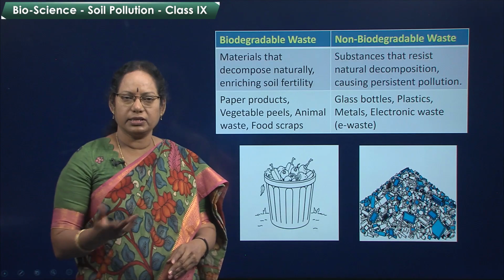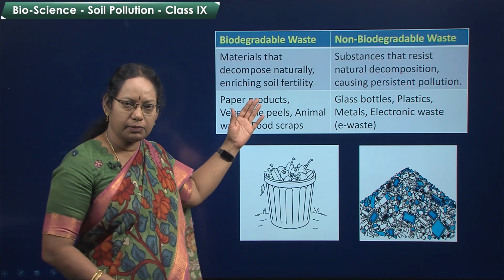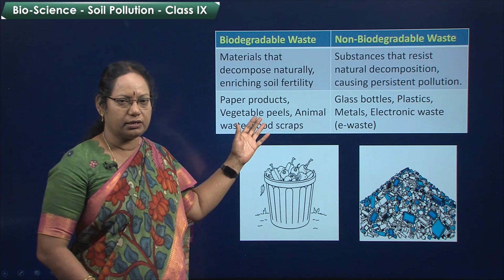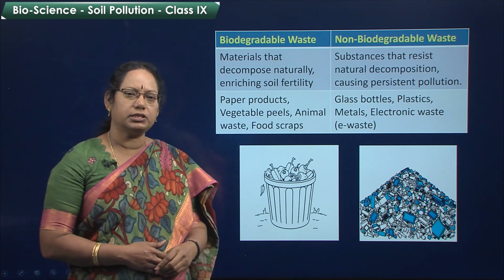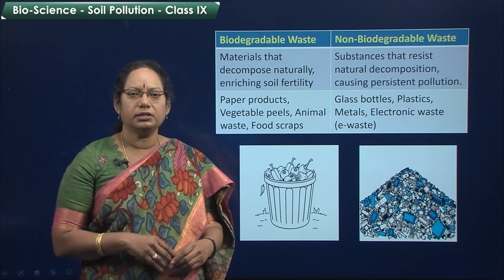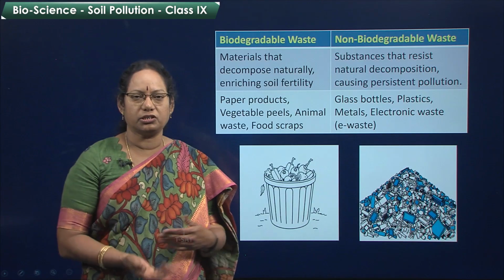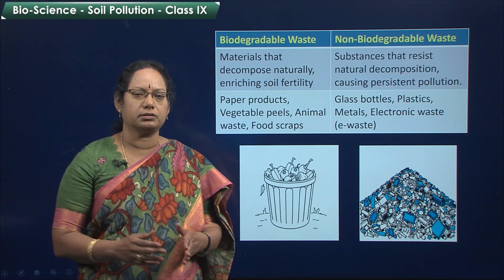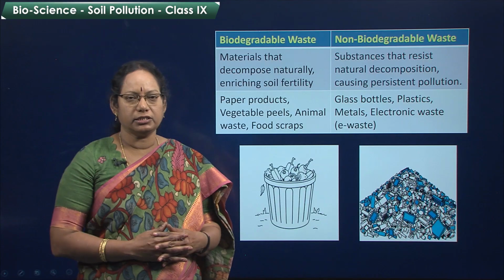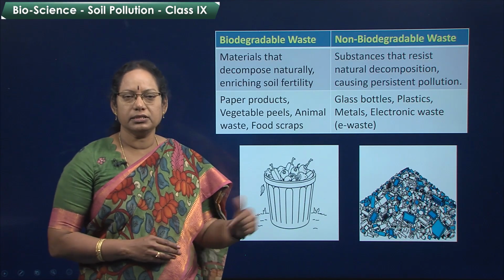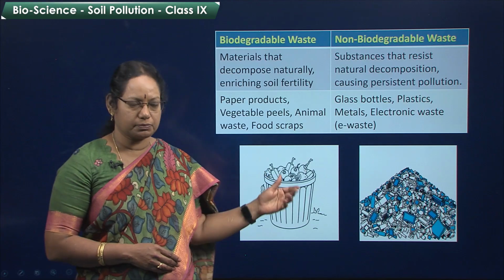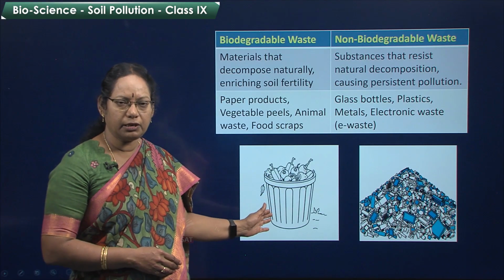We can divide the waste into two types, biodegradable waste and non-biodegradable waste. Now, what is biodegradable? The materials which come under biodegradable will decompose in the soil naturally in a short span of time or some span of time, enriching the soil fertility. These are like paper products, vegetable peels, animal waste and food scraps. Here you can see the biodegradable waste.